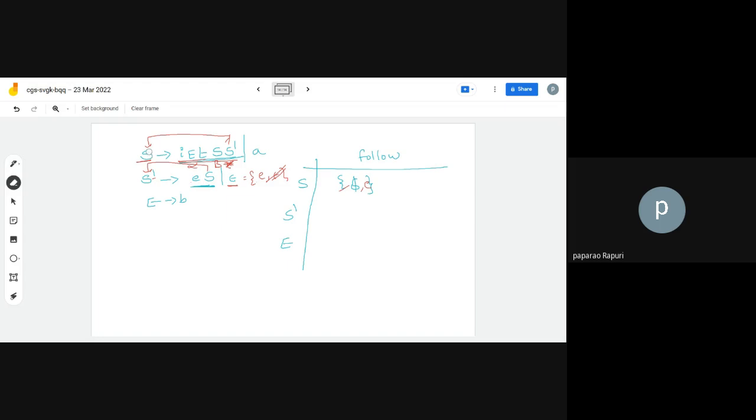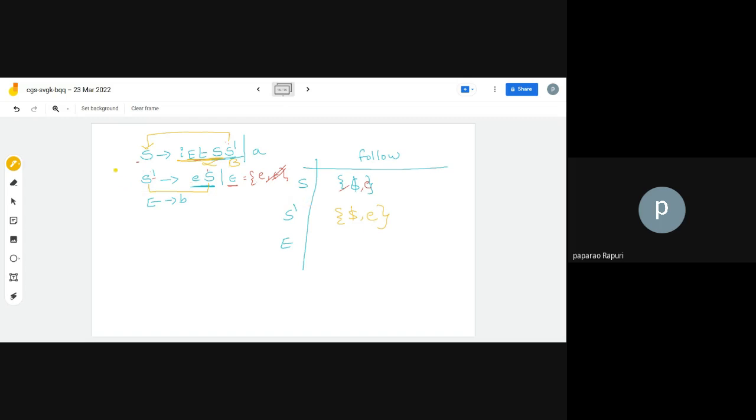Suppose if you see from this production, it is in the format of alpha B. In this case, follow of S dash is equal to follow of S. So follow of S dash is equal to dollar comma E. So here S dash will get the follow of S dash is equal to dollar comma E. From this case also, follow of S is equal to follow of S dash. So the same symbols, that's why no change.